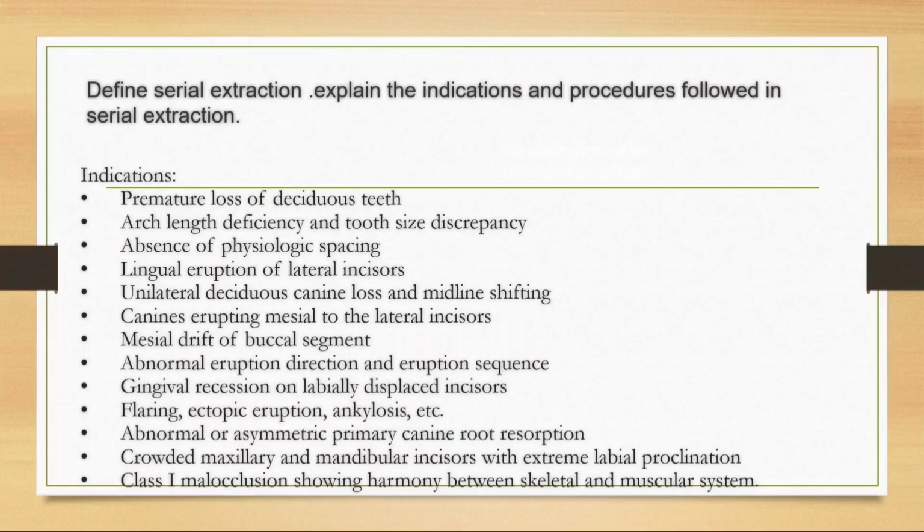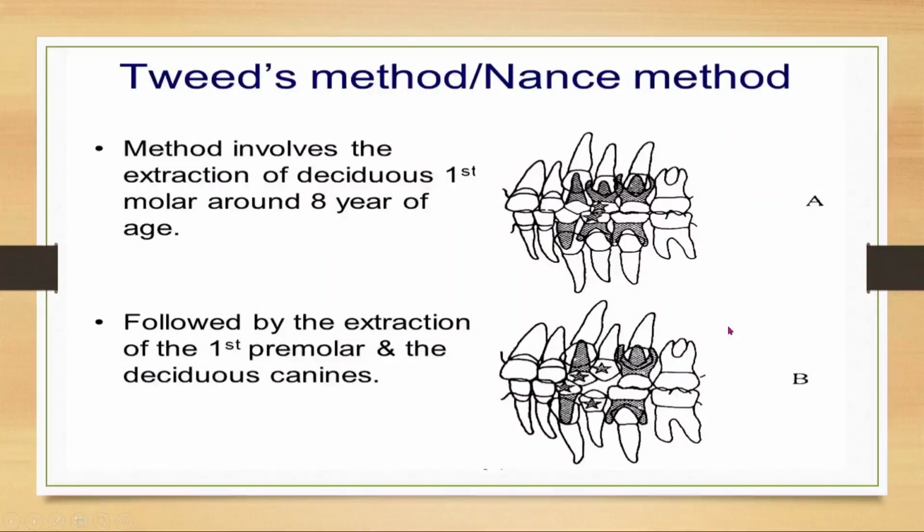So the definition we have already seen. The indications and procedures. Indications, we know: premature loss of deciduous teeth, arch length deficiency, absence of physiological spacing, lingual eruption of lateral incisor, mesial drift of buccal segment, gingival recession, abnormal or asymmetric primary canine root resorption, crowded maxillary and mandibular incisors. So ultimately, if there is lack of space or there is a discrepancy in tooth and jaw size, all these can be indications for serial extraction.